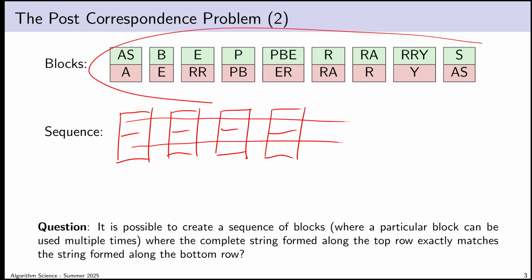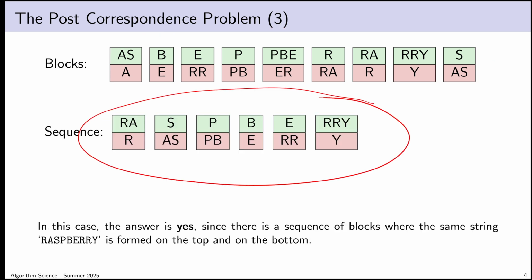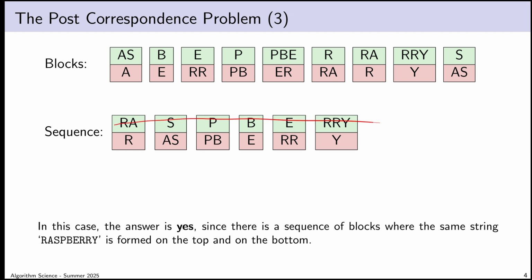For this particular collection of blocks, it turns out that I am able to do that. So for example, if I choose this sequence here, notice that if I read off the complete string from the top row, I get the word raspberry. And if I read off the complete string from the bottom row, I get the word raspberry as well. So as far as the decision problem we are trying to solve, in this case, the answer is yes. I can take some of the blocks, I can put them together in an order such that I get the same string on the top and bottom.